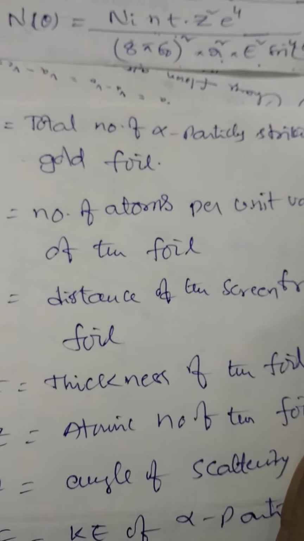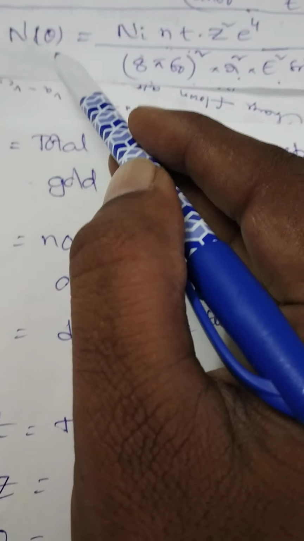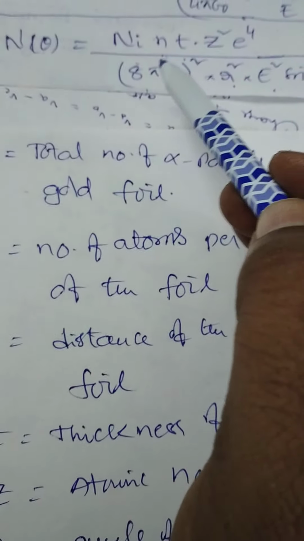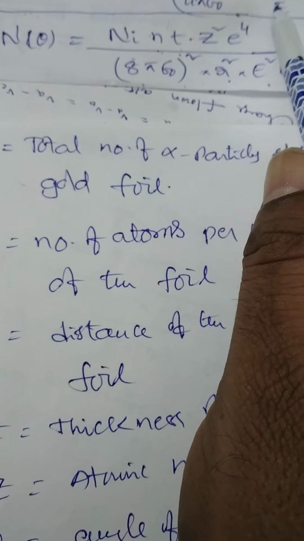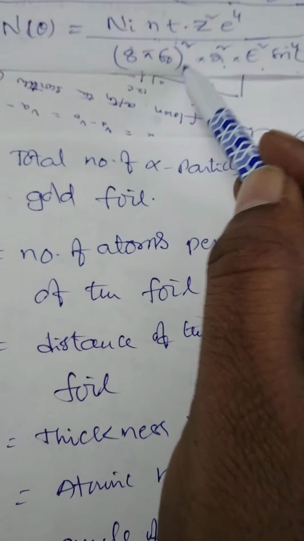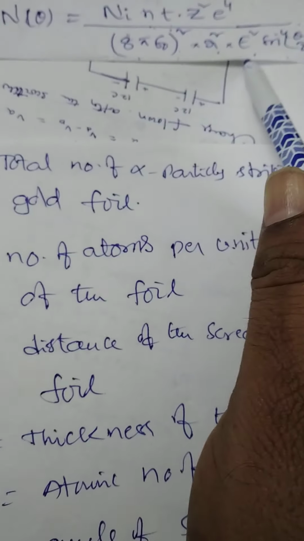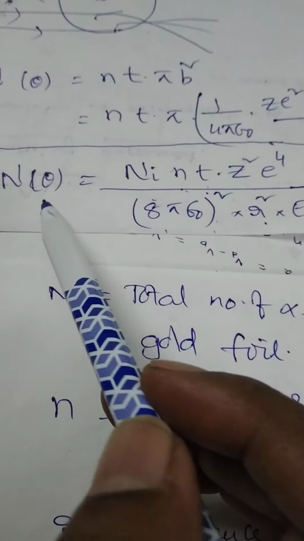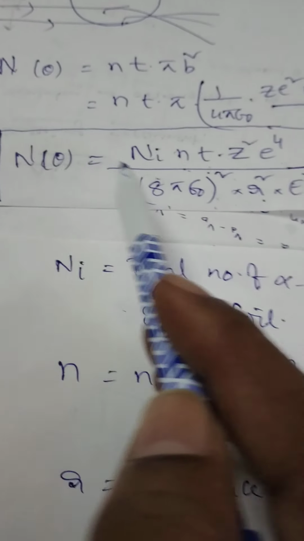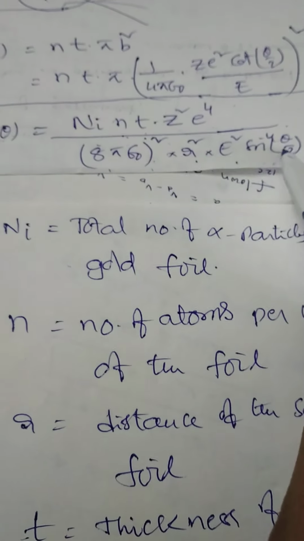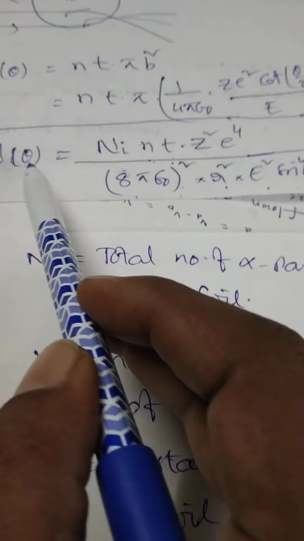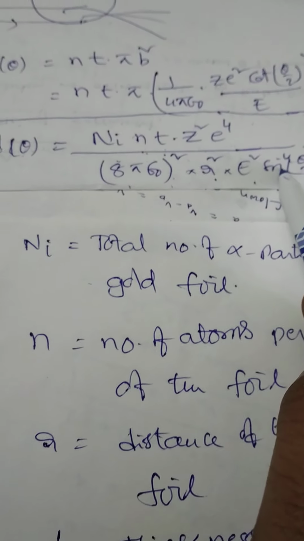N is equal to, what is it? Capital N is equal to Ni into small n into t into Z square e power 4 by 8 pi epsilon naught whole square into r square into E square into sin power 4 theta by 2. Mainly, what is the relation between capital N and theta? The number of alpha particles scattered is proportional to 1 by sin power 4 theta by 2. Remember it, because this relation will be widely used in the problems.